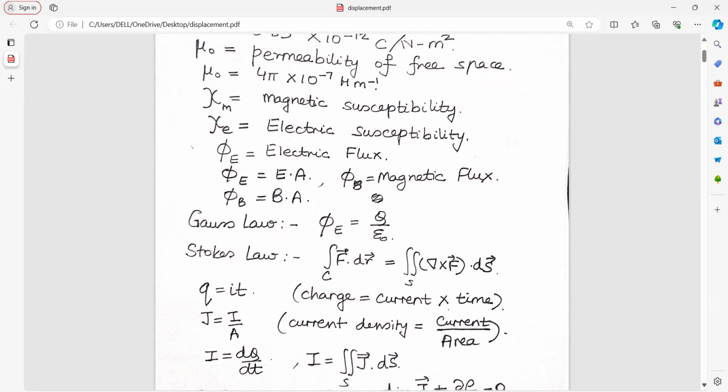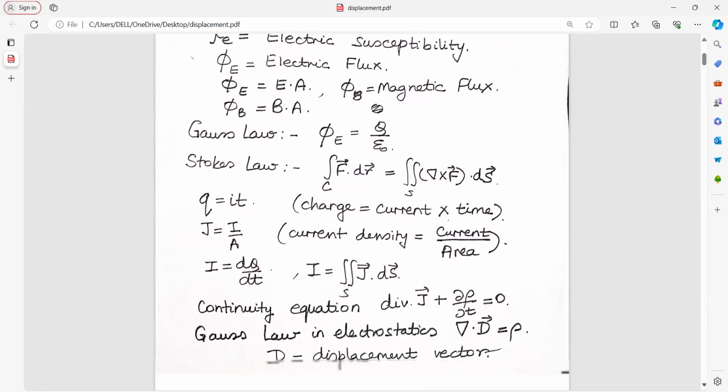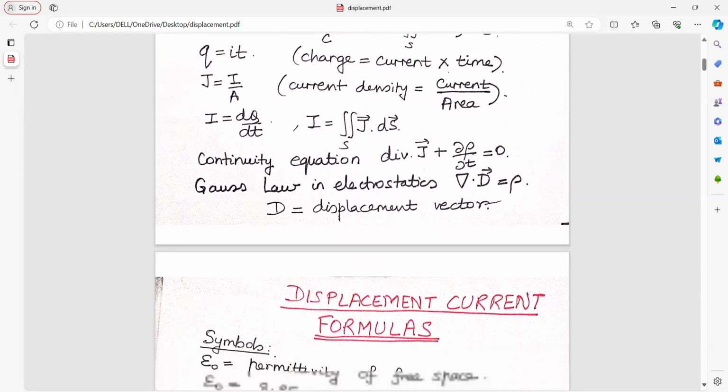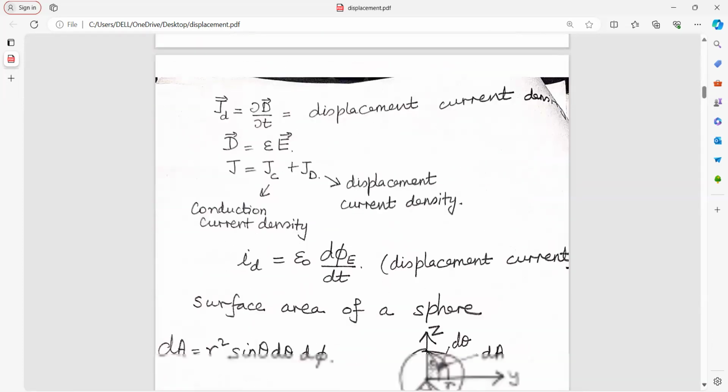Charge is current into time, current density is current upon area. You can also write current in various forms. Continuity equation, divergence J plus del rho by del t is equal to 0. Gauss law in electrostatics, del dot D equal to rho, where rho is your charge density and D is the displacement vector. Okay, now let us quickly see the numericals that can come.